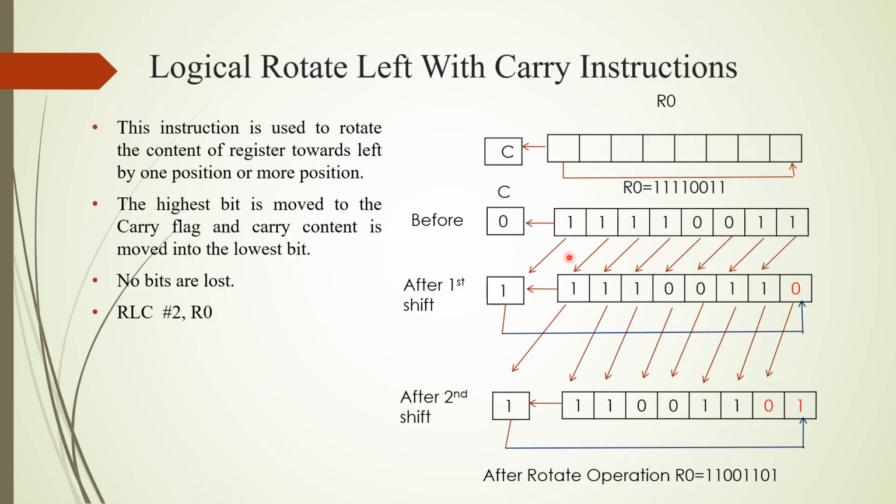You can make out here the content of the MSB is moved to the carry. Like that, every bit is moved towards the left, and the content of the carry is moved to the LSB. Similarly, after the second shift, the MSB bit is moved to the carry. The next bit is moved to the next higher bit. Like that, bits are moved towards the left, and the carry bit is moved to the LSB bit position.